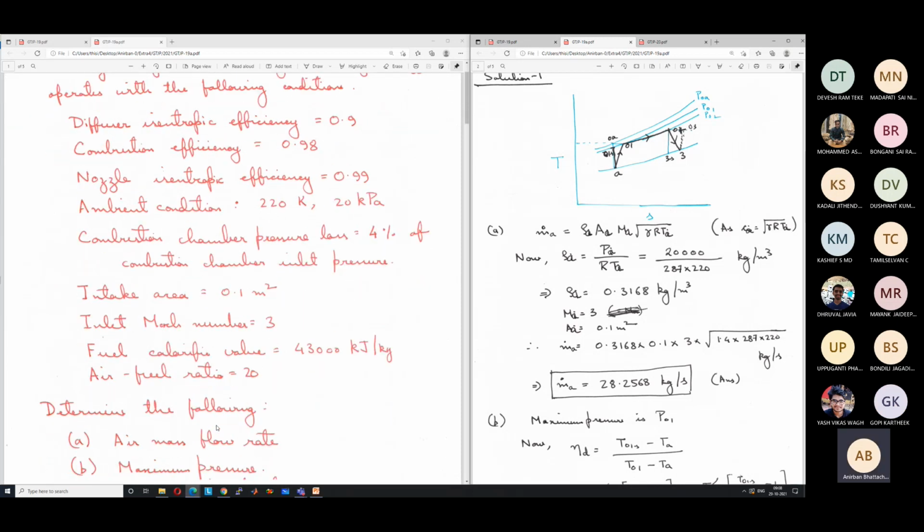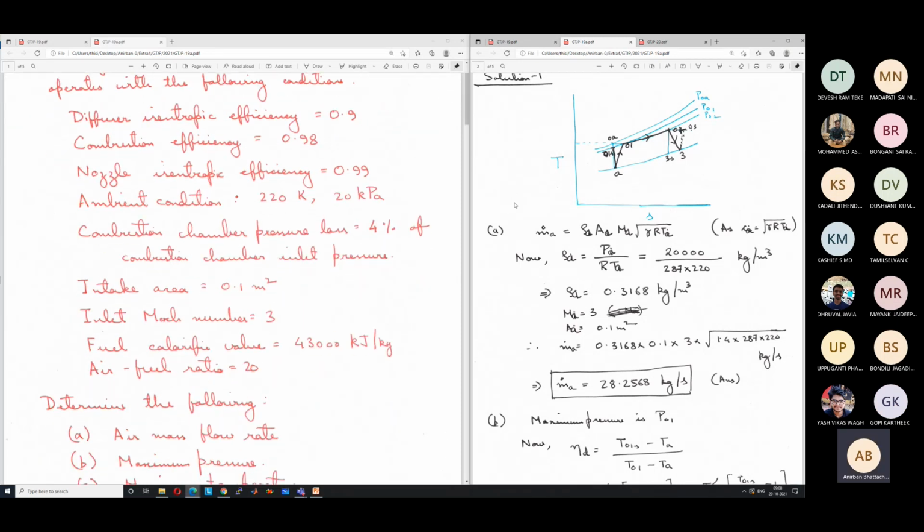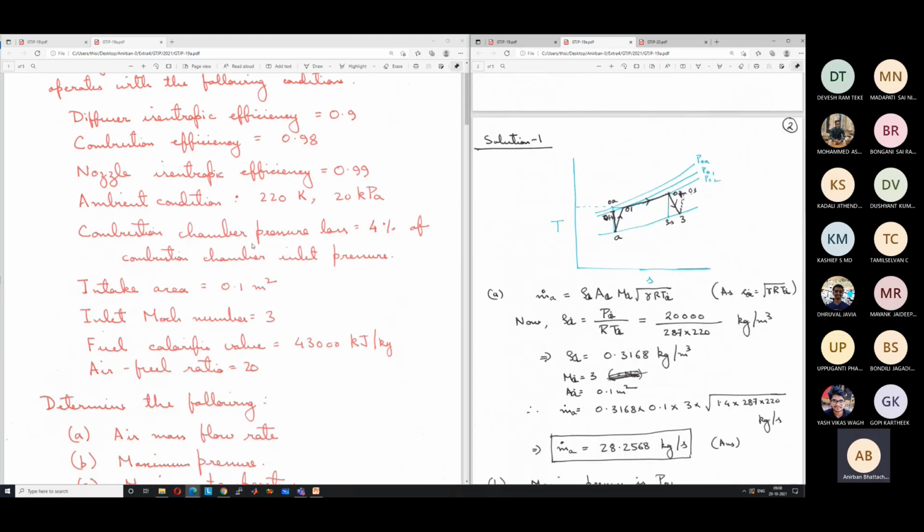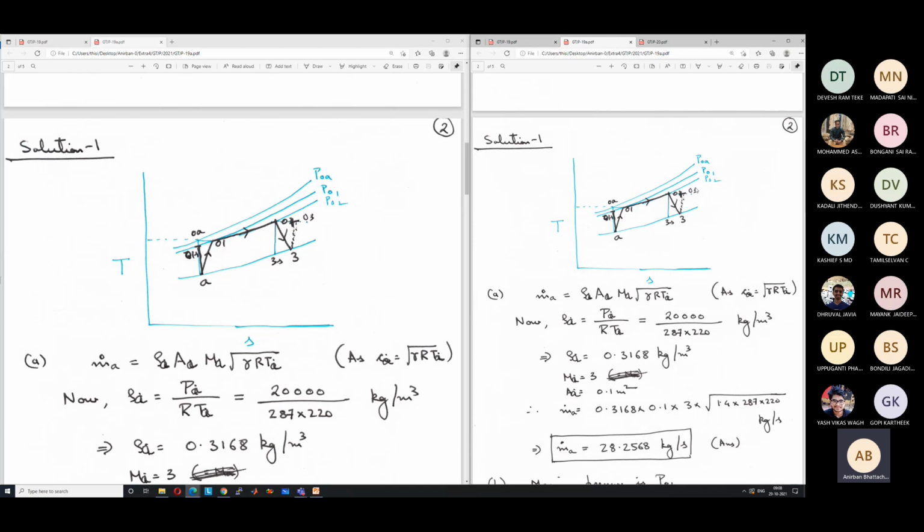So obviously this is a non-ideal cycle, non-ideal ramjet, because we have efficiencies which are not 100%. Accordingly, we can draw the cycle here, as you can see on the right. I will show you here, and then we will use this. Ambient condition is A. Ambient temperature TA is 220 Kelvin. Ambient pressure PA is 20 kPa.